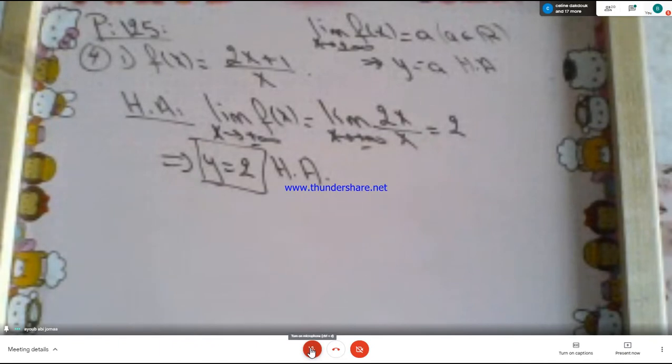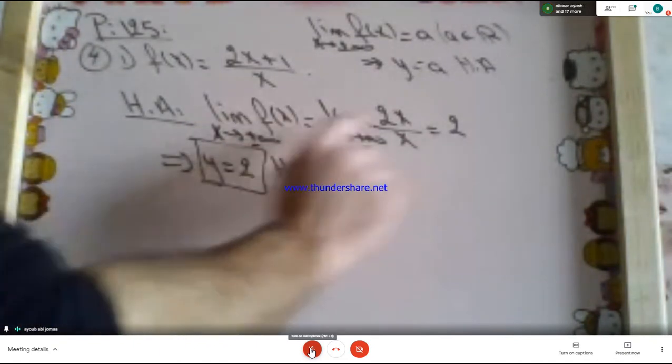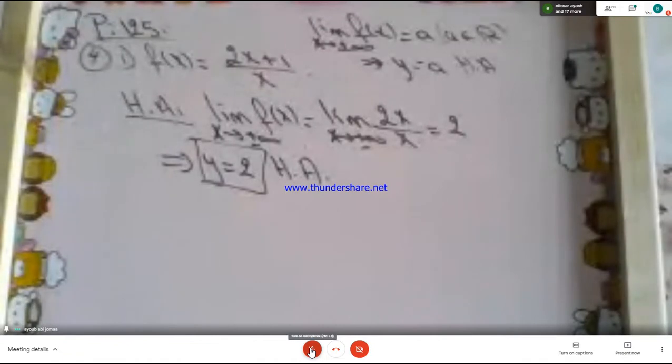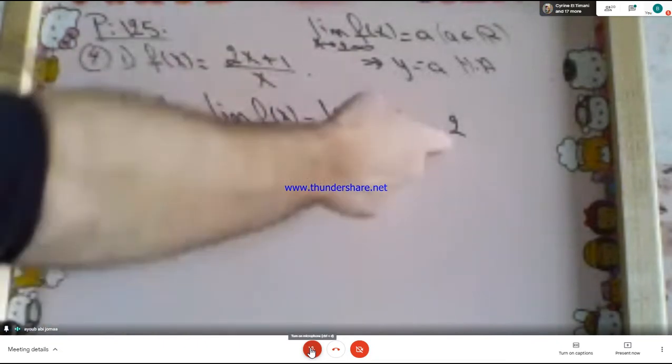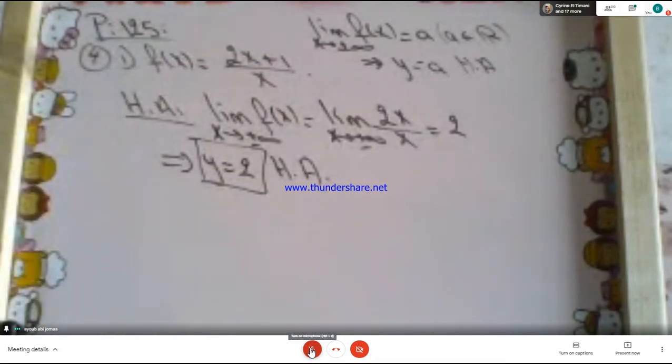Because the limit at infinity is equal to a number. Now I'll show you the graph of this function and you'll see that y equal to that number is a horizontal asymptote.